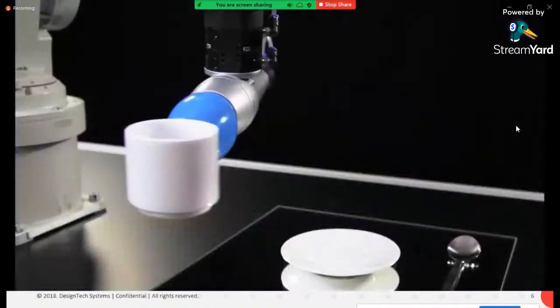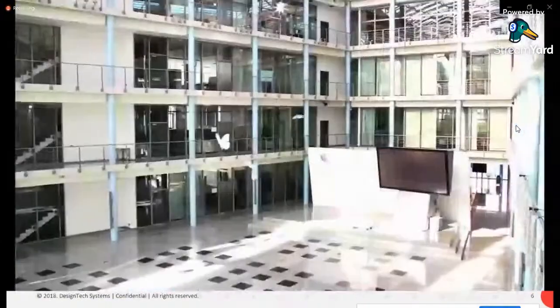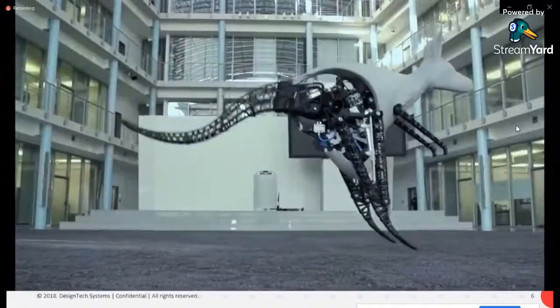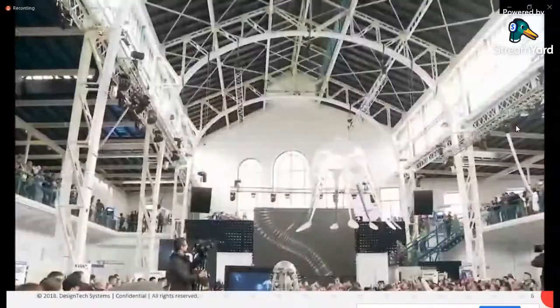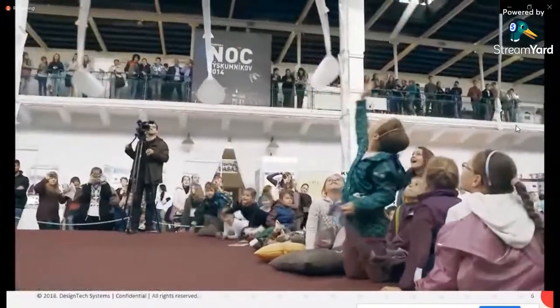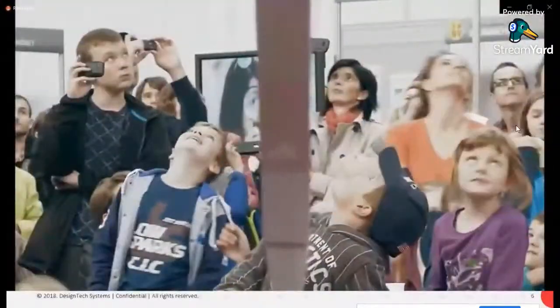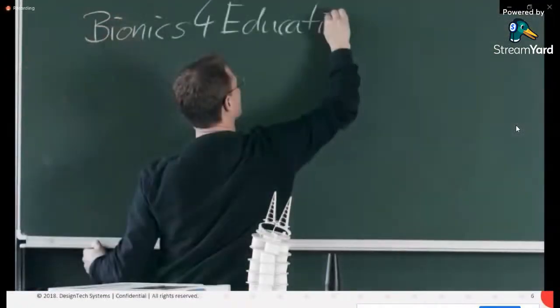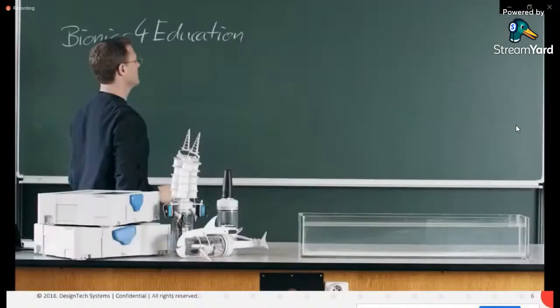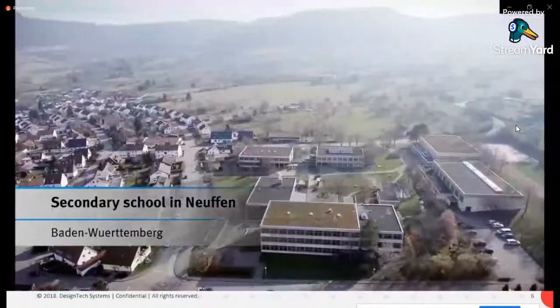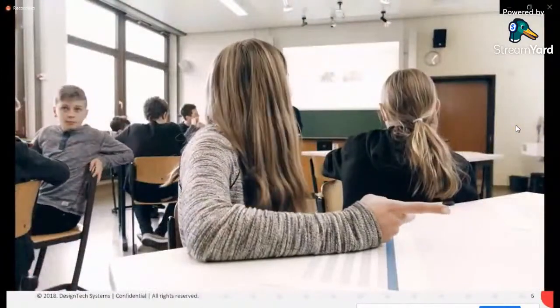Bionics, the study of efficient operating principles from nature and applying them to the world of technology, is a source of fascination for people around the world, especially children. Natural creatures, you know, it could be an ant. For this reason, Festo has now initiated Bionics for Education, an interactive training concept that has brought the world of bionics to the classroom, to teach children the aspects.